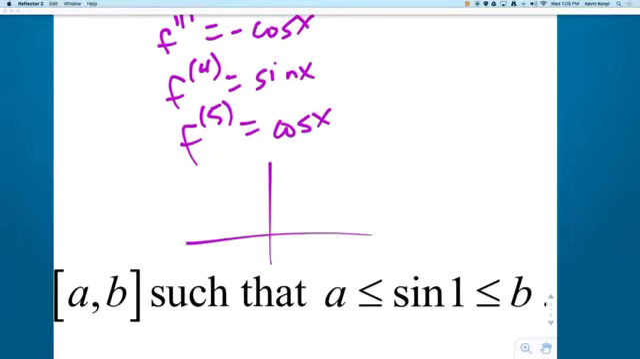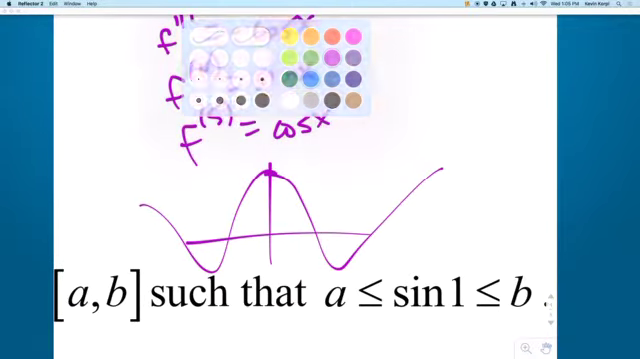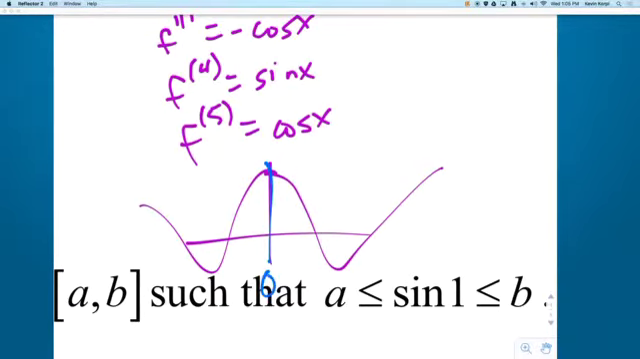Now, if you look at the graph of cosine by itself, it looks something like that. Here is x equals 0, and x equals 1. Well, this is pi, so x equals 1 is going to be right there.